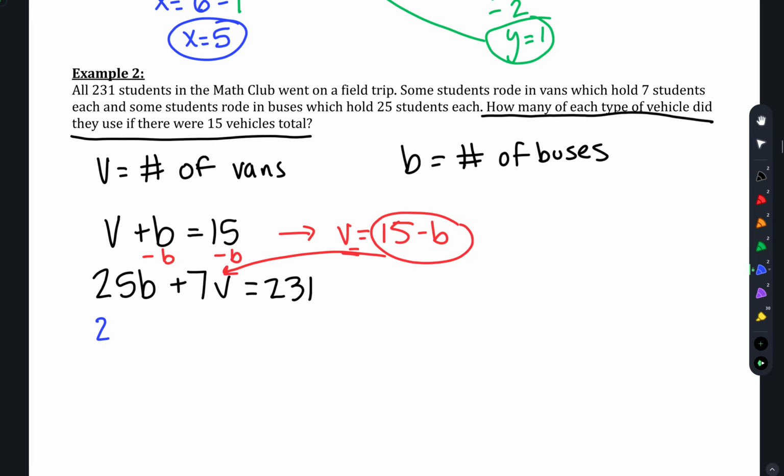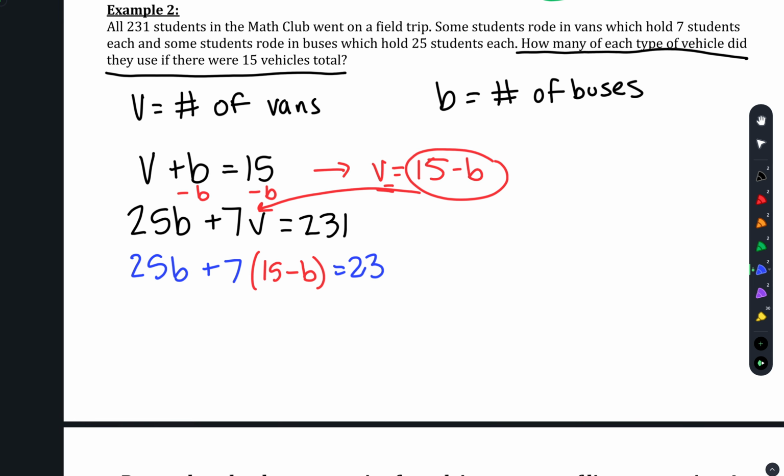This now looks like 25B plus 7 times 15 minus B equals 231. Again, when I look at this step, I should make sure I don't have 2 different variables. I have B's and I have B's, and I'm good to go. So let's distribute. 25B plus, this is 105, minus 7B, equals 231. I forgot a 1 here, sorry.